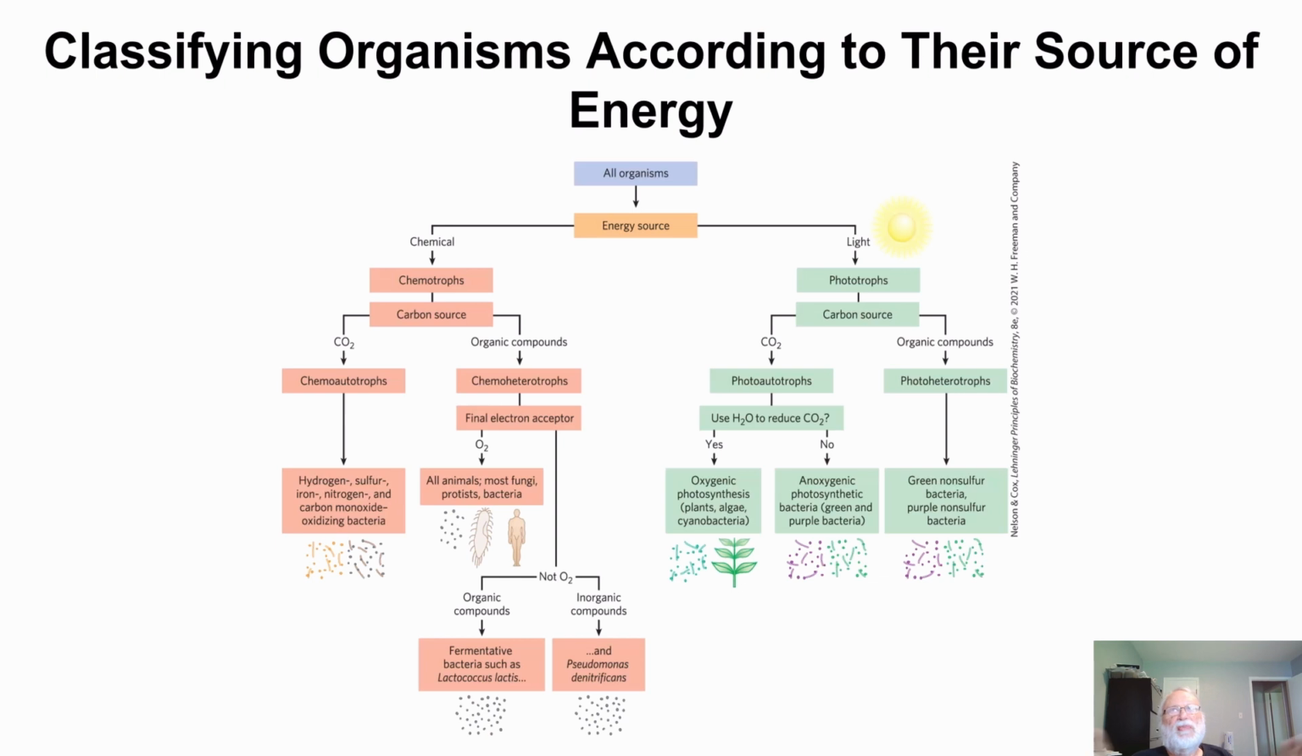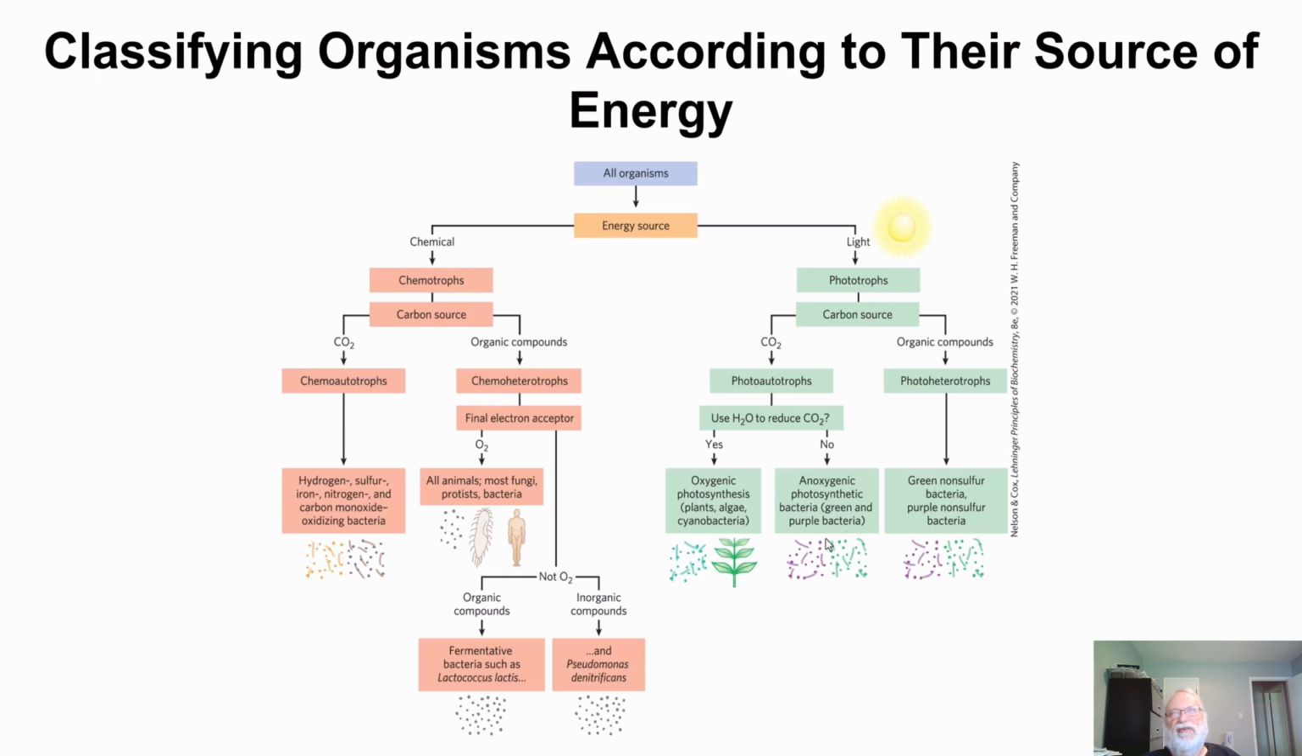So, classifying organisms by their source of energy is another way to look at how these organisms come about. You have this group of all organisms here. Depending on the energy source, if it comes from light, you have phototrophs, and the carbon source is carbon dioxide. You have photoautotrophs, which use water to reduce CO2. There are two different mechanisms. We probably won't go into them this year, but oxygenic photosynthesis is done by plants, algae, and cyanobacteria.